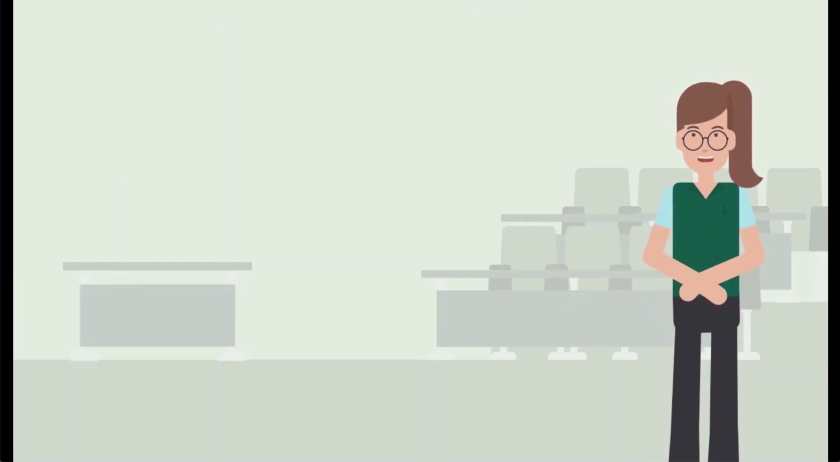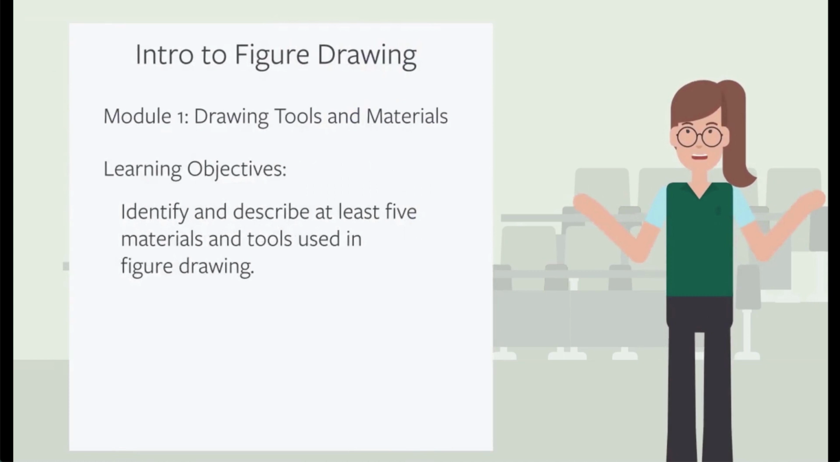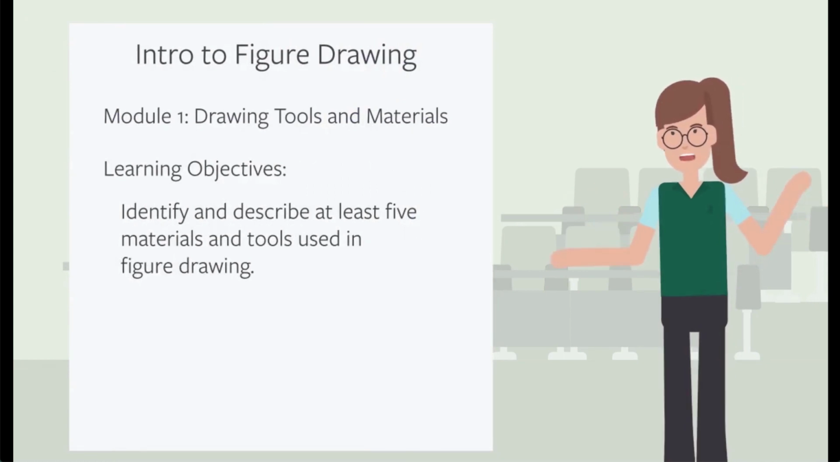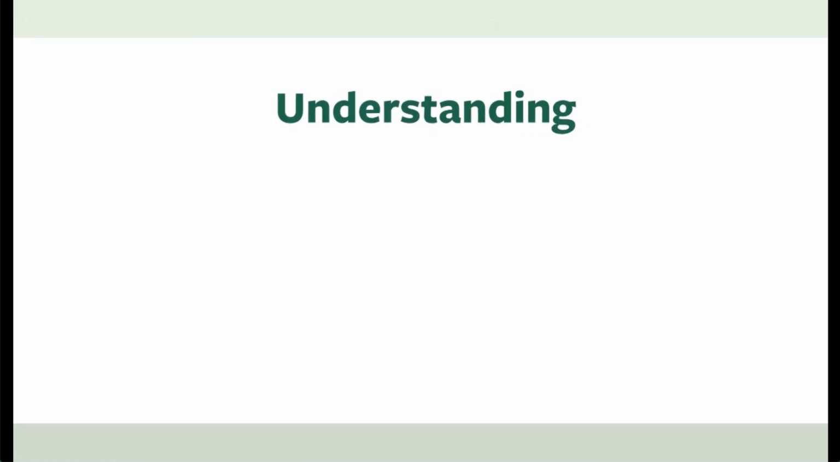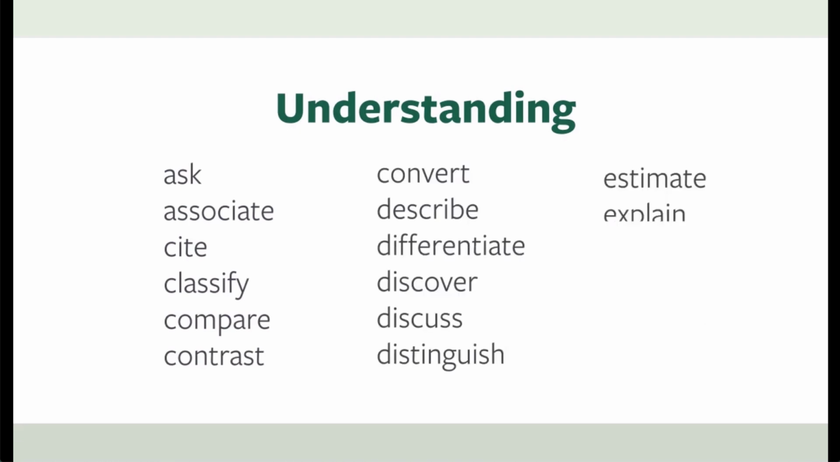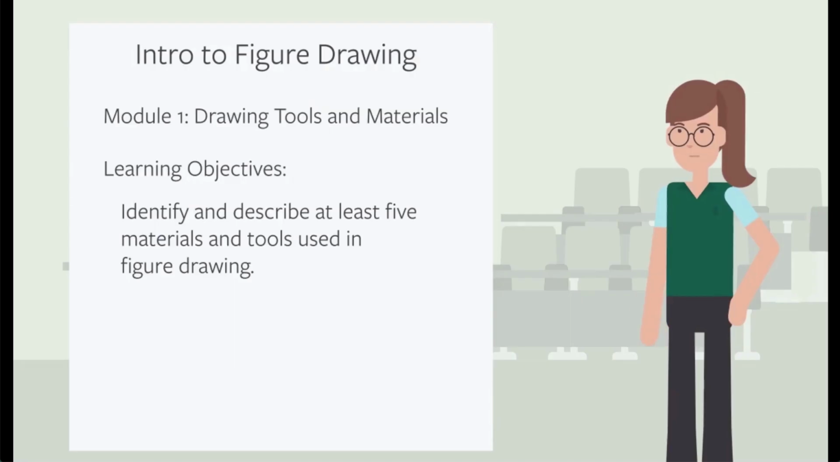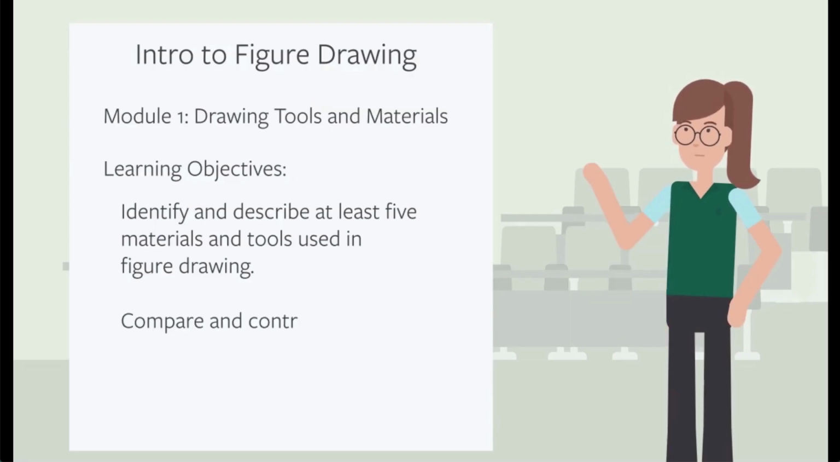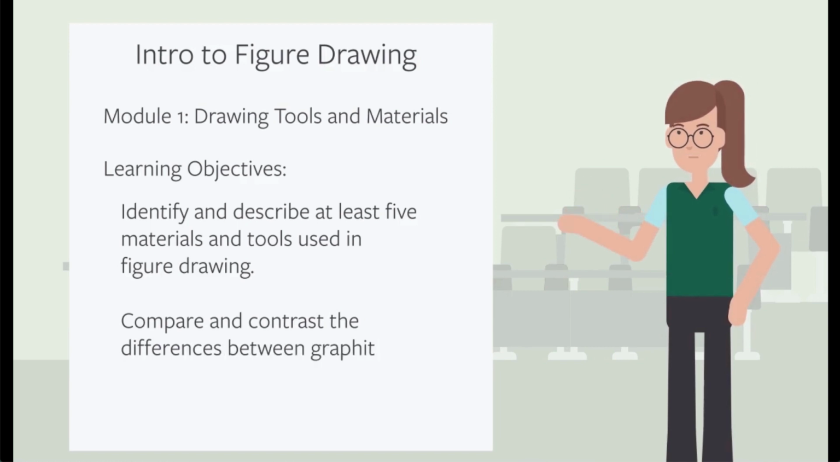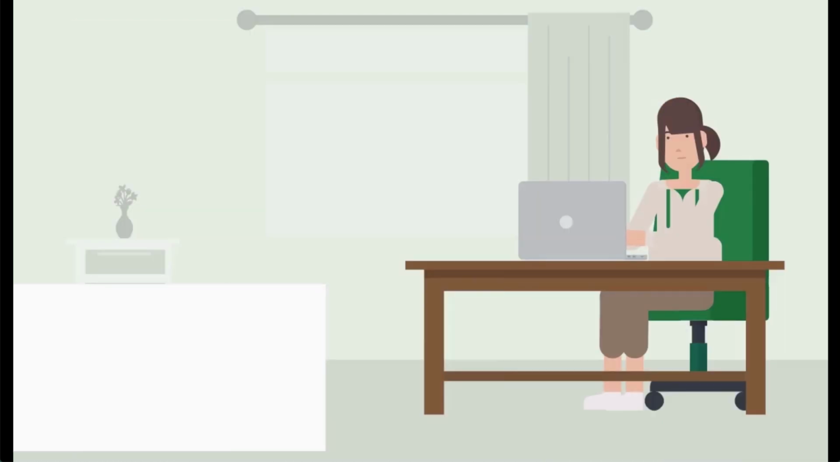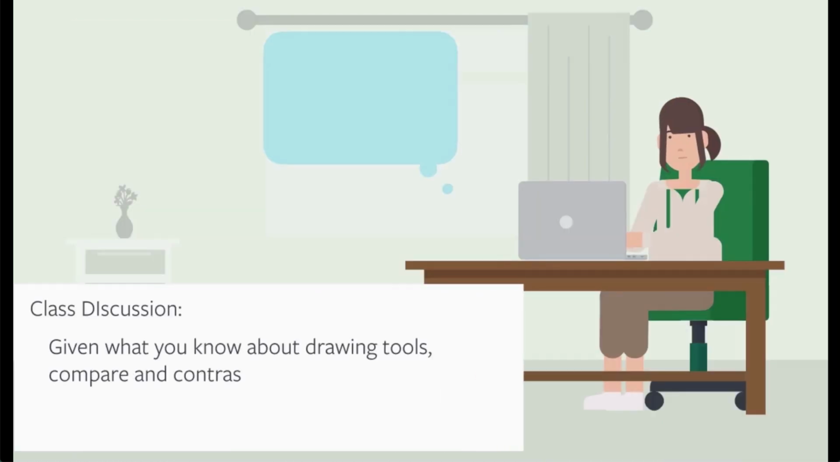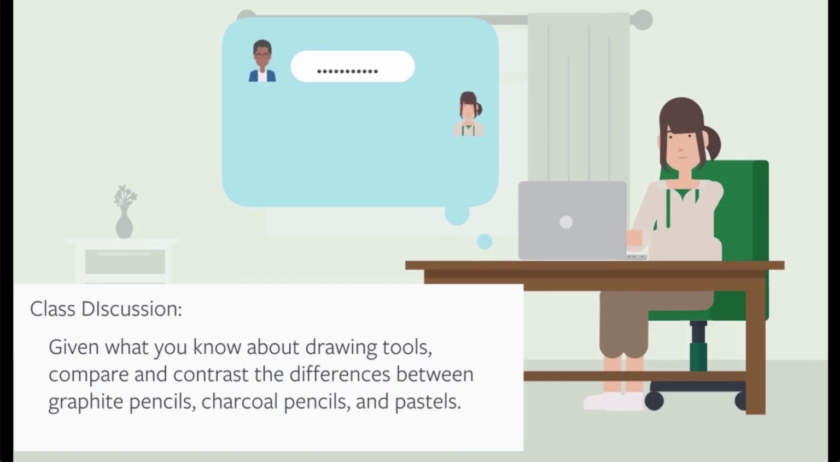That wasn't so hard, was it? Let's make our second learning objective. All right, let's look at the verbs for our second Bloom's level, understanding. Oh, I like this. Let's use compare and contrast. Our second learning objective will be compare and contrast the differences between graphite pencils, charcoal pencils, and pastels. How do we measure this objective? We create a discussion question for students to compare and contrast these tools.